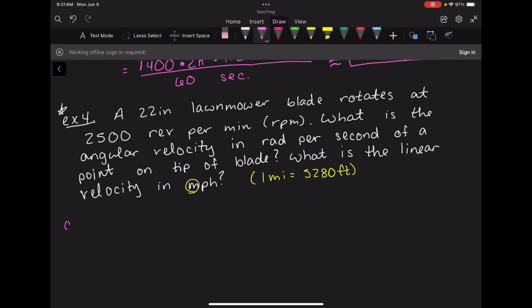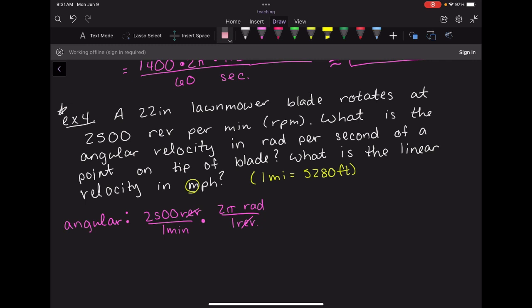Alright, so let's deal with angular first. So we start off with 2,500 revolutions over 1 minute. I want radians, so I need to get rid of revolutions. To do that, I multiply by 2 pi radians over 1 revolution. You'll notice almost all of them do that. If ever you start in revolutions, you're going to have to multiply by that conversion right there.